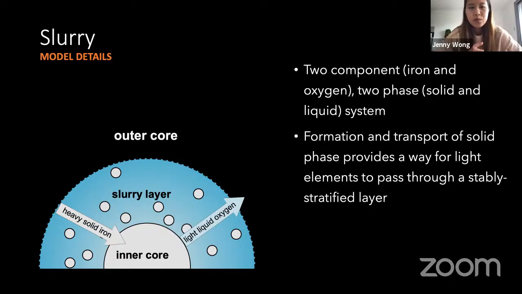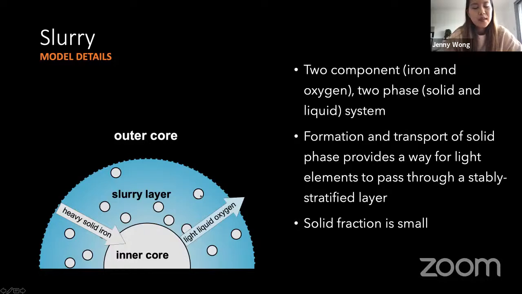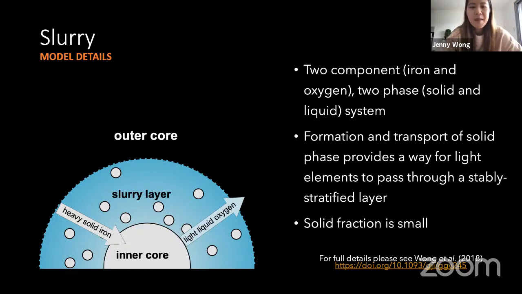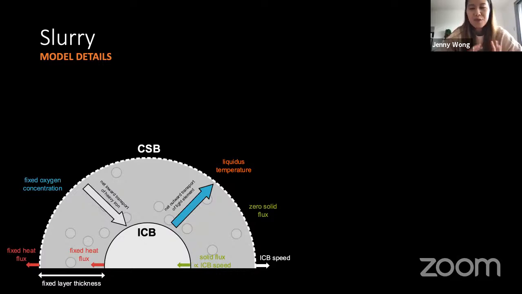So this is a really cool way of explaining how solid can provide a pathway for light elements to be transferred through the F-layer. And one key assumption of this model is that the solid fraction overall is quite small. So we're dealing with very small particles of crystals in this setup. For all of the gory details, you can head over to the paper that I published 3 years ago now in GJI. But I'm just going to give you a quick overview of what goes into the model.